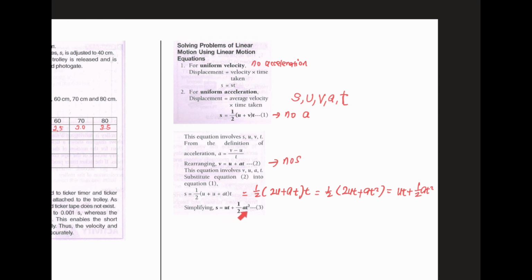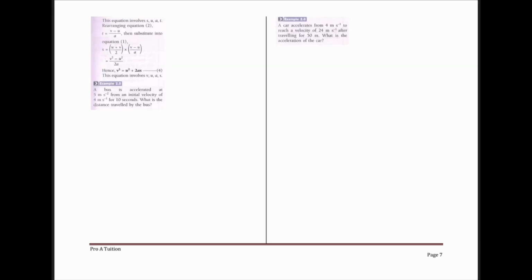So the third formula is used when we don't know about v. When you don't know about v, you see the whole equation have only the 4 quantities without v. So we use the third formula when you don't know v. Okay, then let's continue.